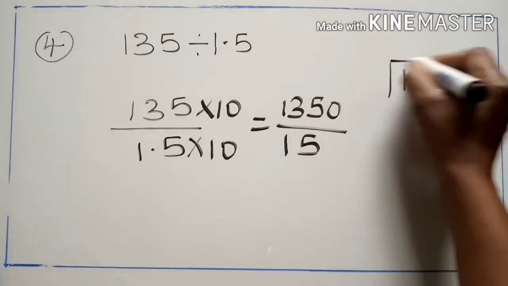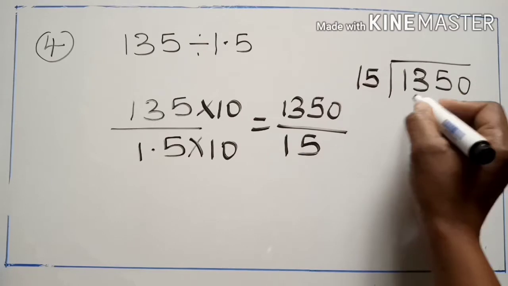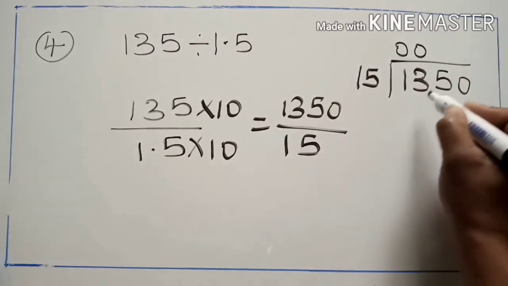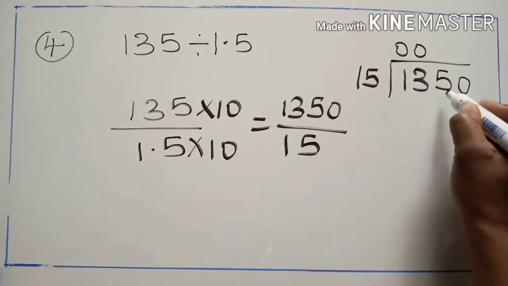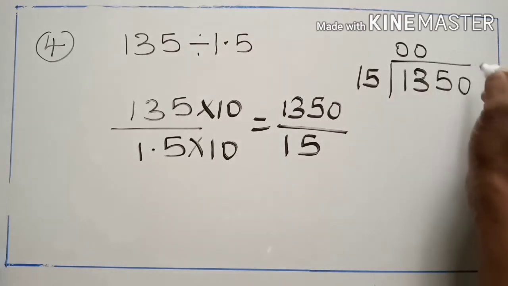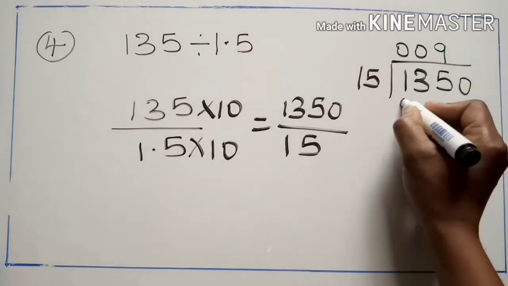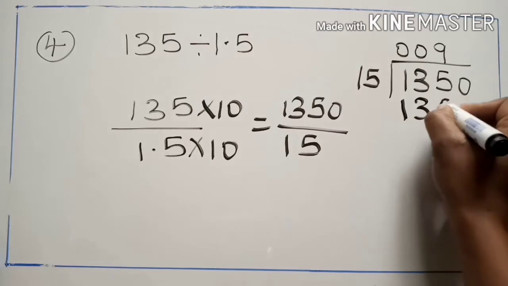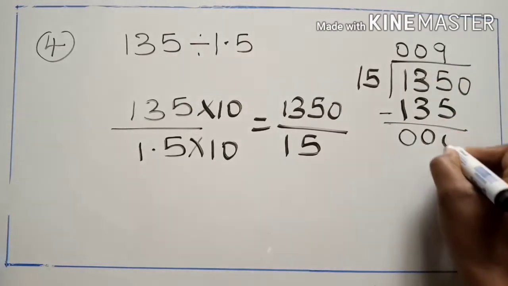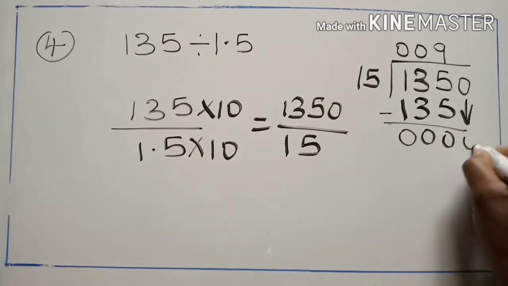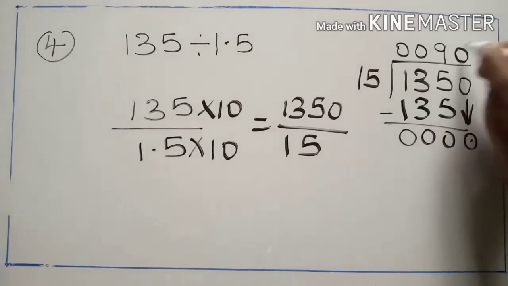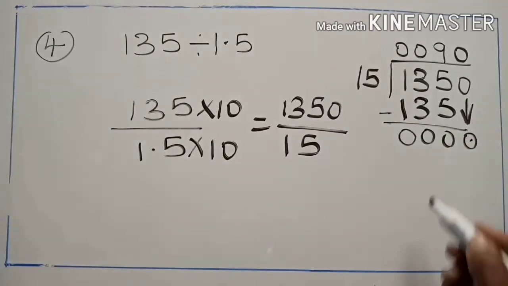1350 divided by 15. 1 divided by 15 is impossible. 13 divided by 15 is impossible. 135 will be how many 15s? That will be 9 15s. That will give us 135. 9 times 15 is 135. So subtract that, you get zeros. Drop the remaining 0. 0 divided by 15 is impossible, so we add a 0 here. So our answer is 90.